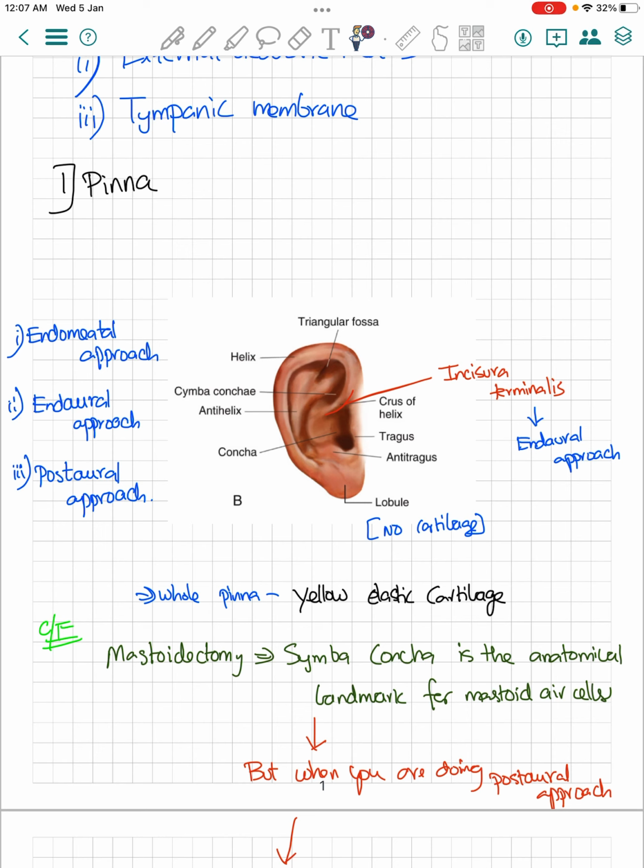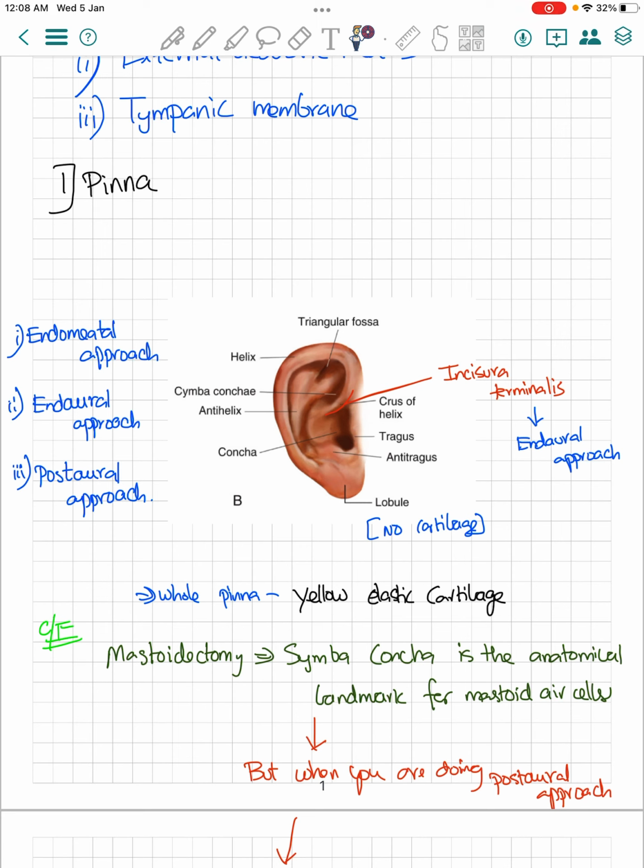Okay guys, then this entire pinna is developed from yellow elastic cartilage, except the lobule which has no cartilage. This entire pinna is developed from the first and second arch of pharyngeal pouches guys.